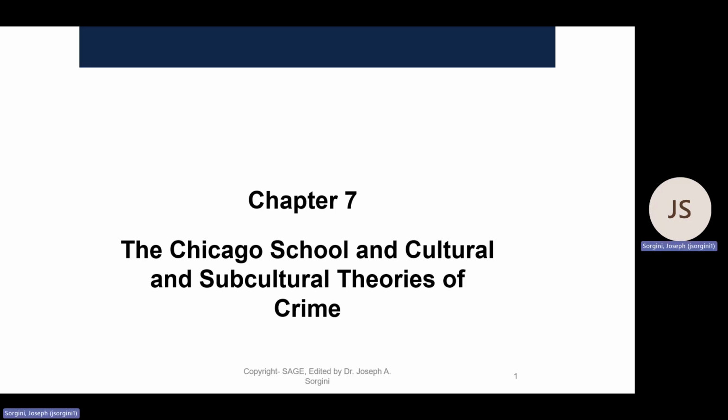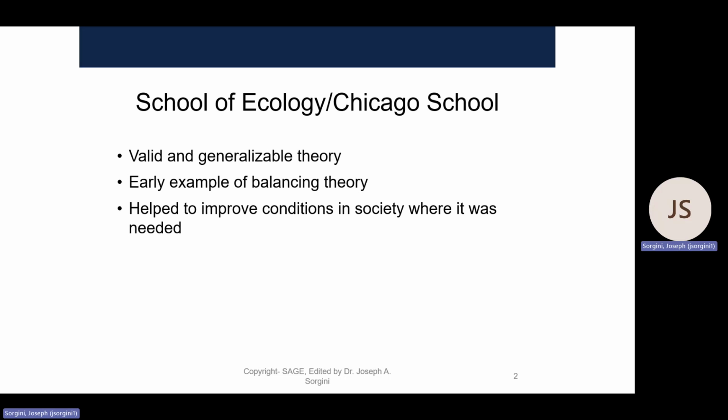As we do each week, we're going to start with a beginning understanding of study, which is starting off with the School of Ecology or the Chicago School. Basically, this theory was an attempt to generalize a lot of different aspects of the conditions in society to try and understand how we can help improve society by improving very specific conditions in an area while also attempting not to impact the area too much. So what we mean by that is balancing out the positive impacts versus the negative.